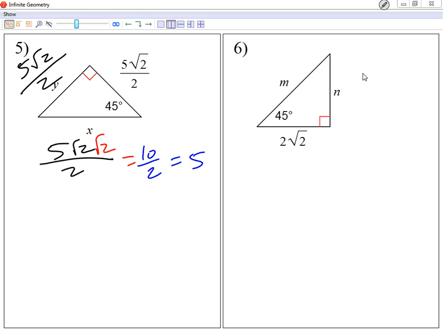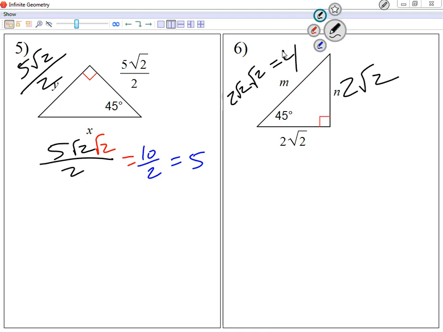If you look at number 6, n is just 2 radical 2, right? N is simple. For us to find m, I'm going to start with 2 radical 2 times radical 2. How much is that? 4. Remember, for us to find the hypotenuse, multiply by radical 2. If I give you the hypotenuse, then in that case, divide by radical 2.